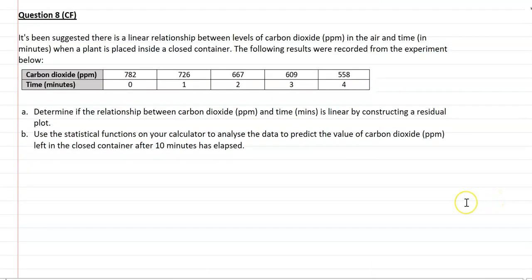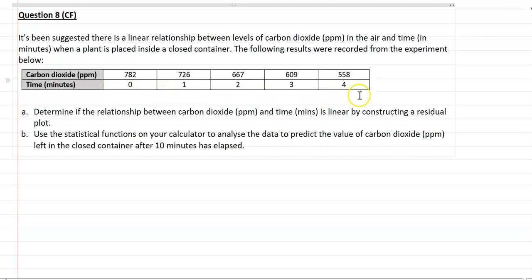Question 8 is looking at a linear relationship between levels of carbon dioxide in the air and time in minutes, so a time series question. The plant's been placed inside a closed container and we've got results showing the carbon dioxide levels as time progresses. You have to determine if the relationship between carbon dioxide and time is linear by constructing a residual plot.